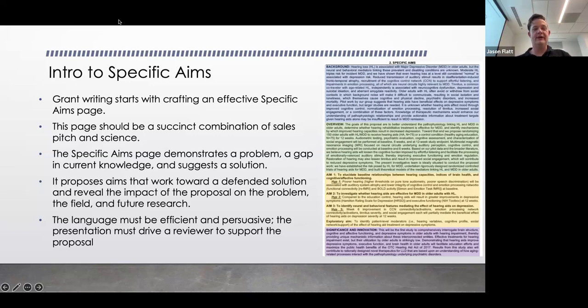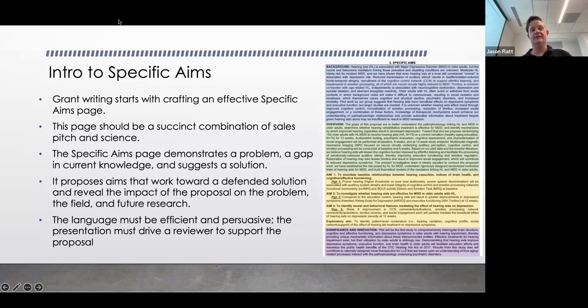And so whenever you're going to be thinking about submitting a grant, I think the first step is to write your aims page. This should be a succinct description that is a sales pitch of what you're going to be doing and your science.